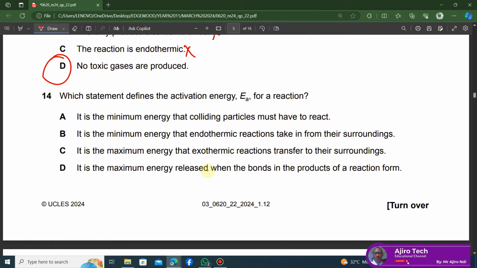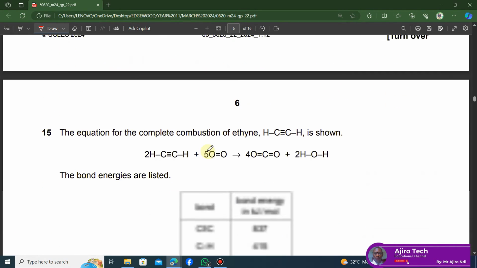Option A says the minimum energy that colliding particles must have to react, which is very correct, okay? That's the minimum, that's the correct definition for activation energy, and that's as simple as it is.